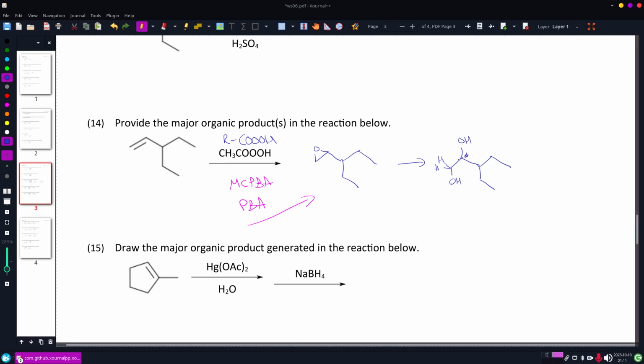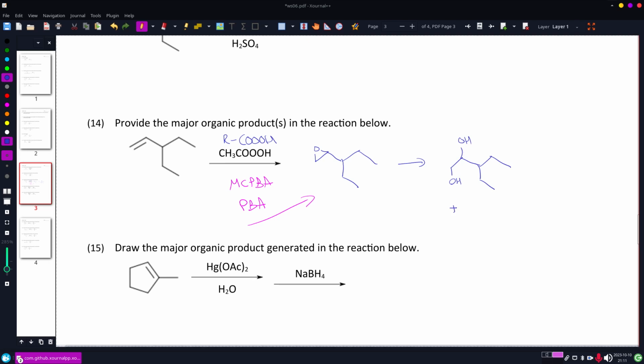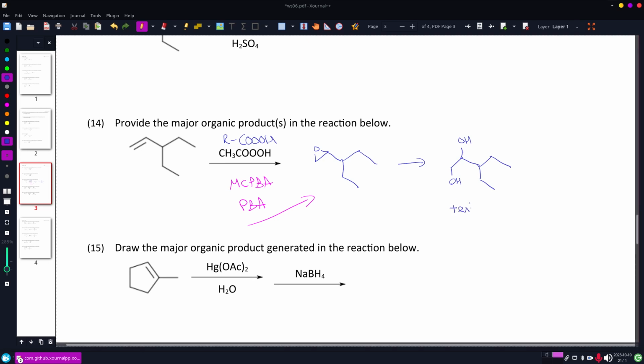Now I'm going to get both, so rather than include all those H's and that star, since that's the only location I have to worry about being a stereocenter, I'm just going to write down here that it's going to also be an enantiomer.